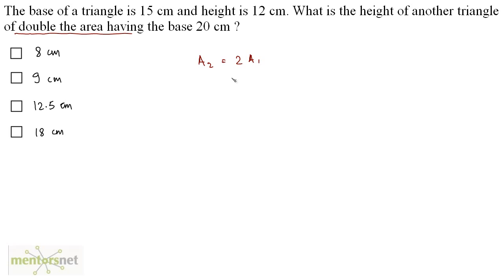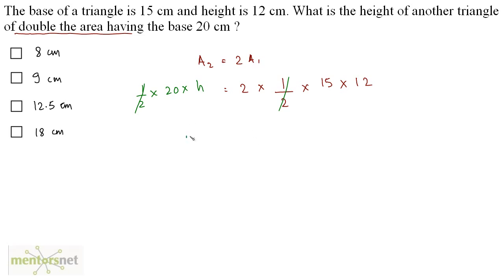Well, let us calculate the area of the first triangle. So this is equal to twice of 1 by 2 times base into height. The base is 15 times height is 12. On the left hand side I have the area of the second triangle. What is that? That's half into base into height. So half into the base is 20 centimeter into height is what we have to find. Okay, so this half and this half get cancelled out.